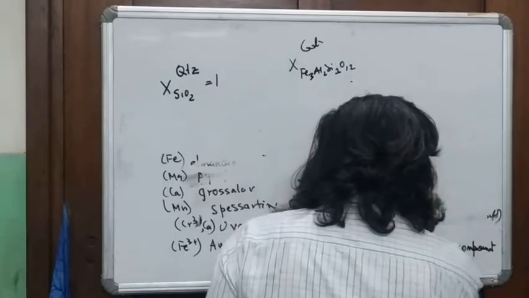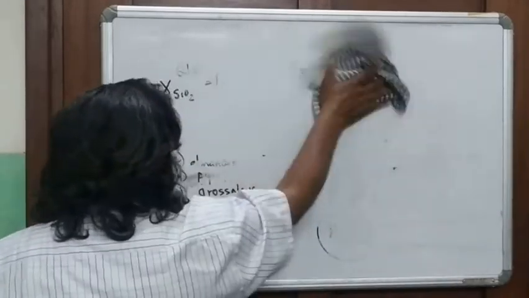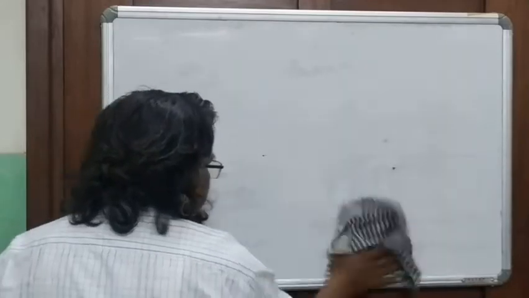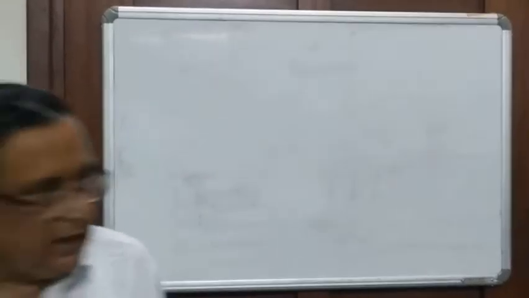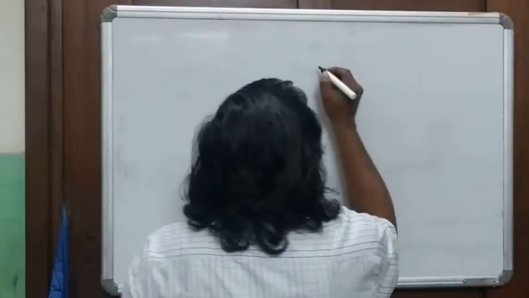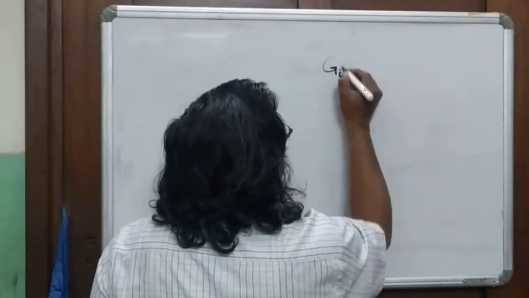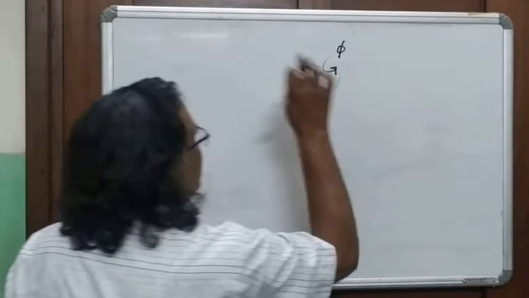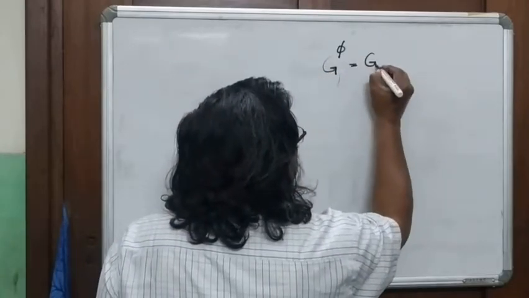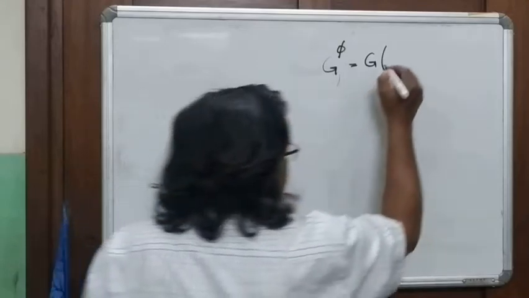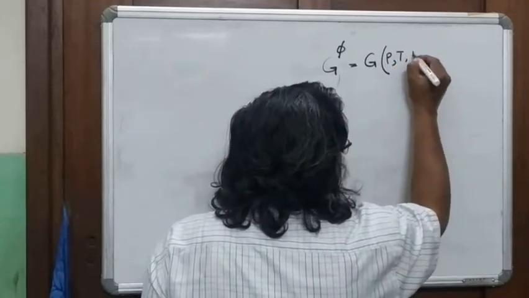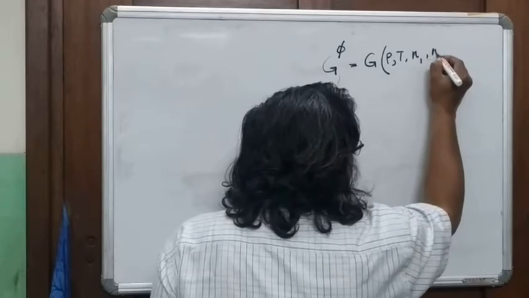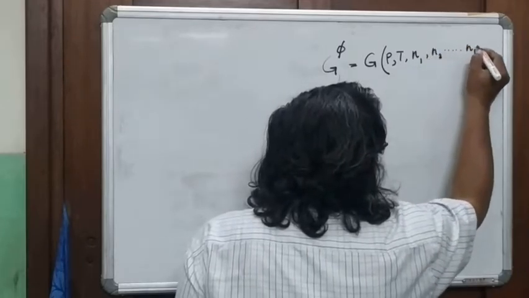And there is something else with it. I will derive a small equation here, and it will give you a little bit better insight into what I'm talking about. Now, typically G of phase, have you understood? Or G phase is equal to G as a function of pressure, temperature, N1, N2, up to Ni.